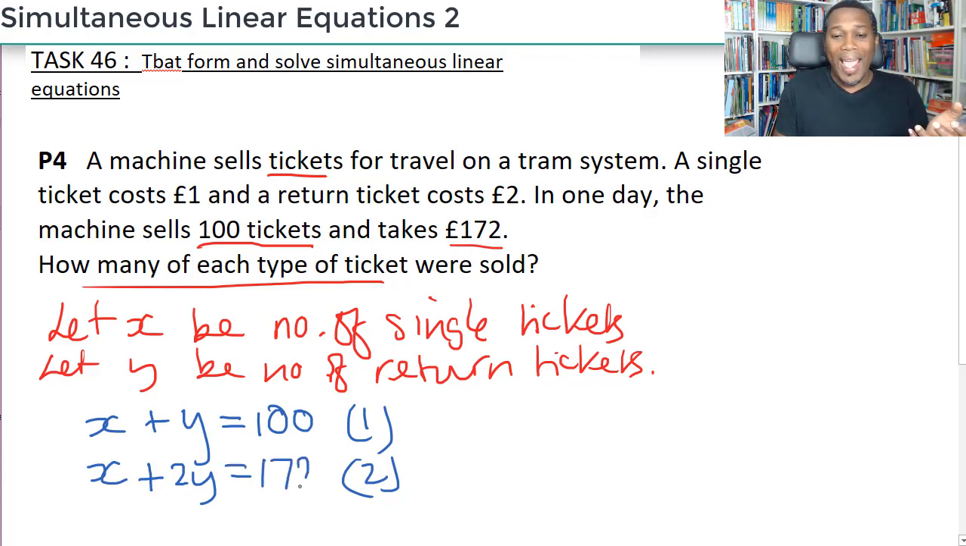And when I add up the total amount of money the machine makes, the money made from single tickets plus the money made from the return tickets, I have to get 172. Those are your 2 equations.